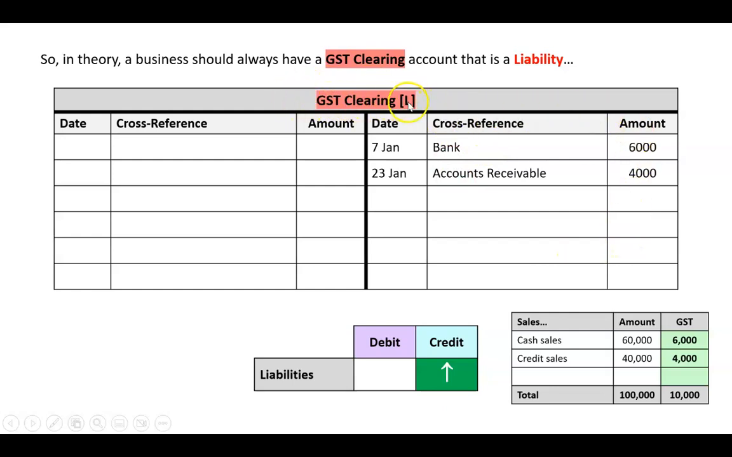And just like if this was accounts payable or loan or something like that, and it went up on the credit side, that would be a liability going up. With the referencing, don't worry too much. We're going to worry about the referencing in future videos, but this is what the references would be.